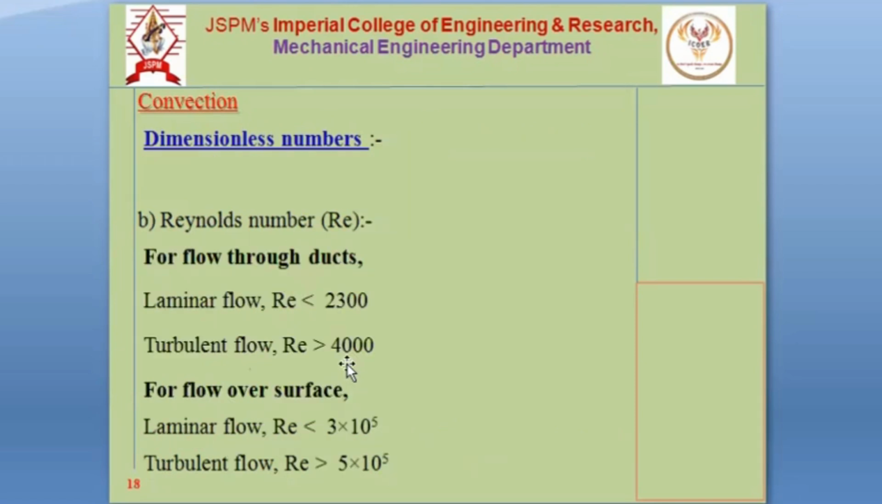Okay, so I already mentioned here, if your Reynolds number is less than 2300, it becomes laminar. If your Reynolds number is more than 4000, it becomes turbulent. In between, it is a transition. Please understand, there are advantages of laminar flow. There are drawbacks of laminar flow.